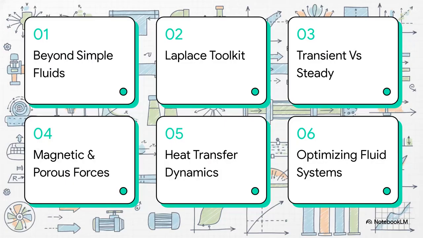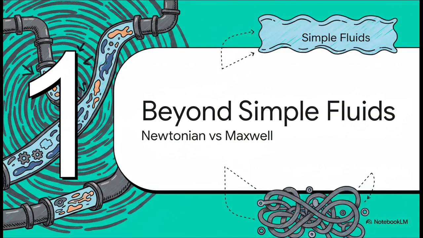Okay, let's dive into the agenda for today. First, we'll go beyond simple Newtonian fluids. Then, we'll open up the Laplace Mathematical Toolkit. Next, we'll contrast transient versus steady responses, break down magnetic and porous forces, explore heat transfer and thermal dynamics, and finally, look at optimizing industrial fluid systems. Let's start with Section 1, Beyond Simple Newtonian Fluids.